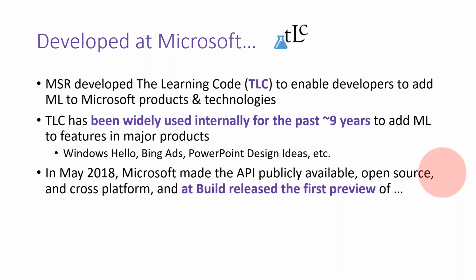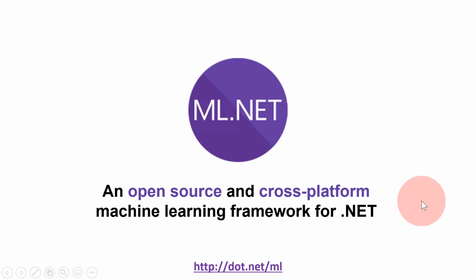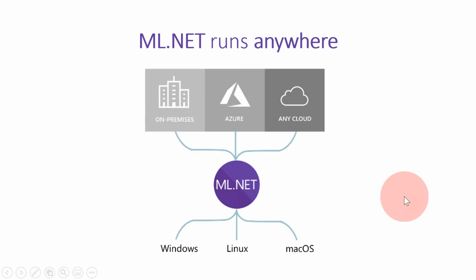In May 2018, Microsoft made the API publicly available, open source, and cross-platform. And at Build, meaning the name of a conference, they released the first preview of ML.NET. So it is open source and it is cross-platform. When we say cross-platform, we mean it can be used on Windows, Linux, or macOS for development, and then be delivered in all the modalities I showed earlier, which could be IoT, Azure, or desktop.